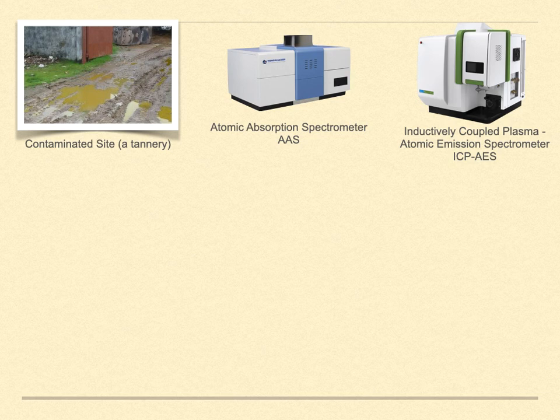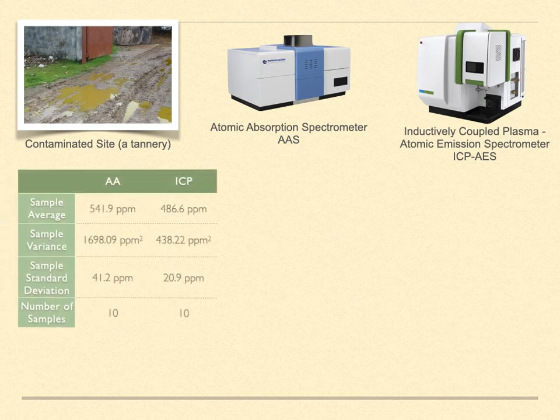There are other ICP experiments, such as coupling the output to a mass spectrometer, but here we will just call the spectroscopy experiment ICP. You collect the soil and extract the metals by washing it with acid. You take 20 samples and divide them into two groups of 10 and analyze each group with either the AA or the ICP. Here are the results that were obtained.